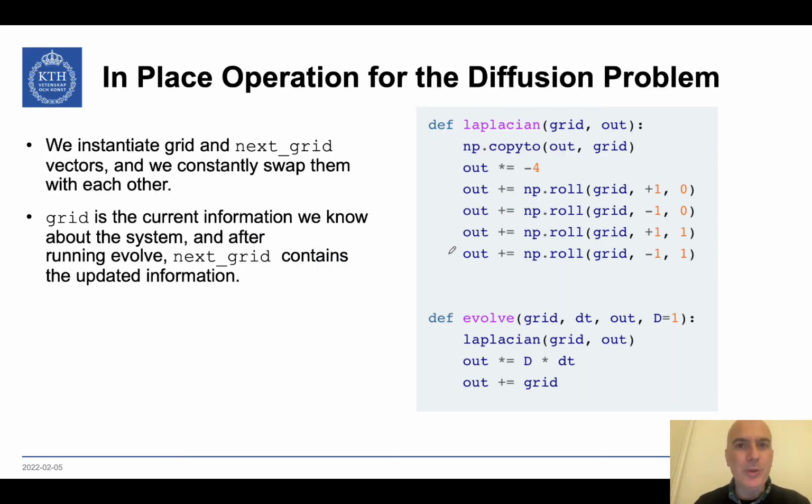We can go back to our usual problem of the diffusion code, and in the previous lecture we expressed the Laplacian operator as a vector operation using NumPy. What we can do is one extra step and express the Laplacian operation as in-place operations. So you see here we do star equal minus 4, and that will have the contribution of each grid point, and then we add up all the contributions to out from the neighbor points.